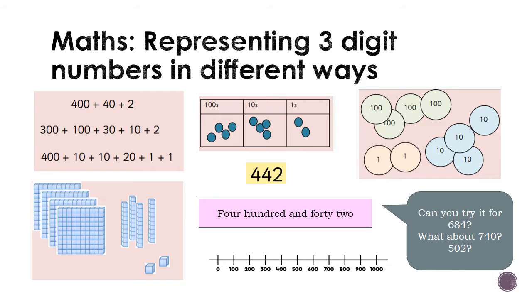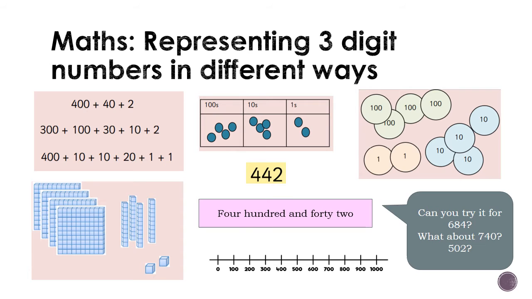You might decide to show the number through some partitioning, which means breaking the number up into different parts. We've got 440 add 2, but then an alternative way to show that is by splitting the 400 up into 300 and 100, adding 30 and 10 and 2. So by splitting those hundreds and those tens up even more. The example at the bottom says 400 add 10, add 10, add 20, add 1, add 1. So breaking up those tens and ones a bit more. I expect you could probably find more ways to do that sort of one.